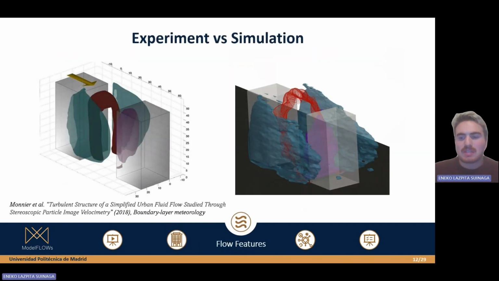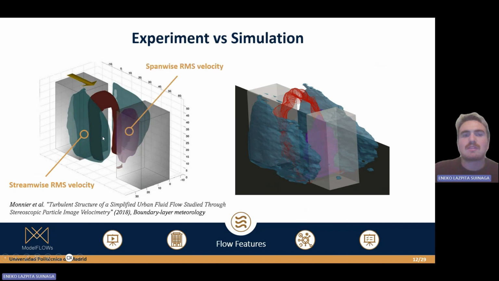Then, once we obtain these databases of a simplified environment of our urban flow, we compared our simulations with the ones obtained experimentally in Monnier et al. In this reference, we can see some similarities, where we can see the streamwise RMS velocity on the side of the buildings, the spanwise RMS velocity on the wall of the second building, and the vertical structure that appears after the first obstacle.